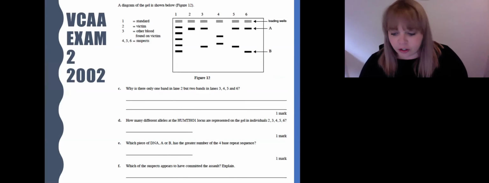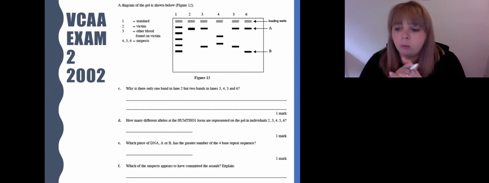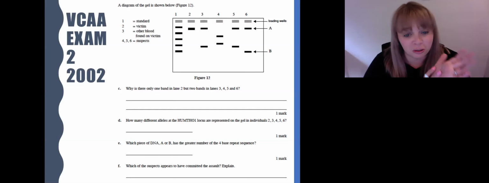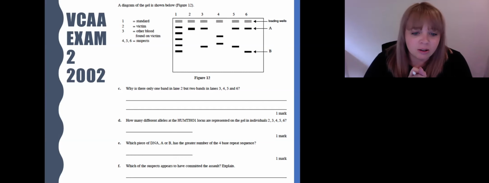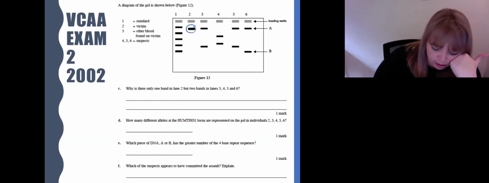Then we're just going to finish off this question. We're going to go down here and we're going to say, why is there only 1 band in lane 2 but 2 bands in lane 3, 4, 5, 6? Okay, this one is actually a bit of an old study design question, so I'm going to help you out with that. What we're looking for here is the fact that in lane number 2, these guys here are actually going to be homozygous.